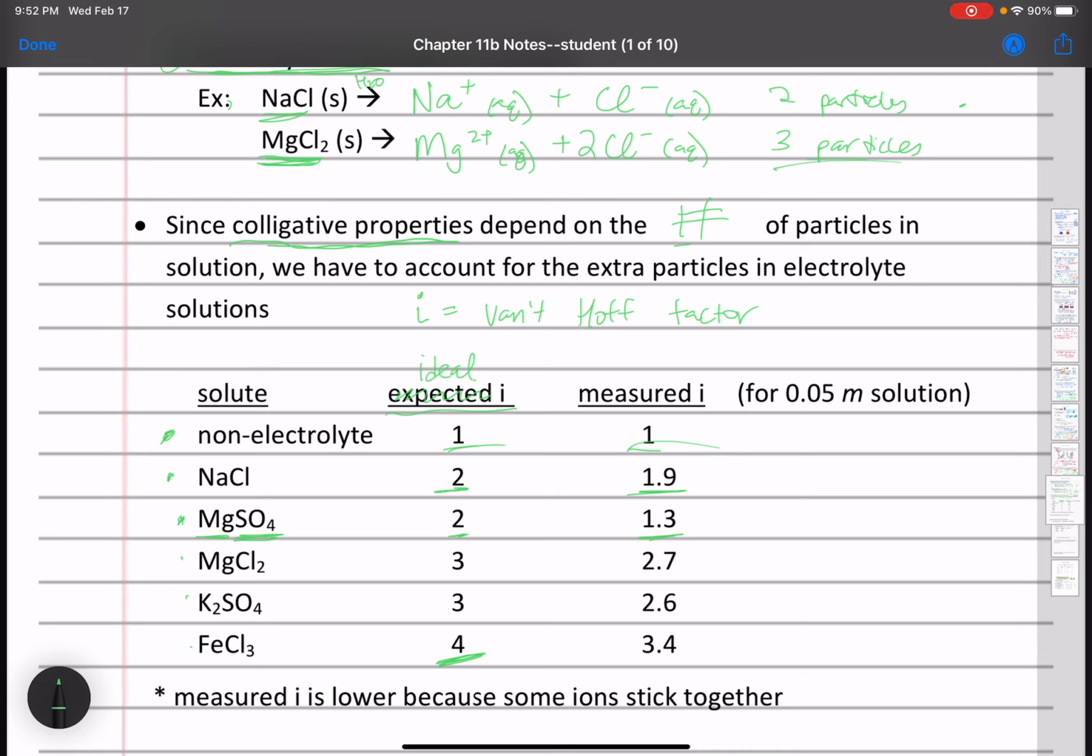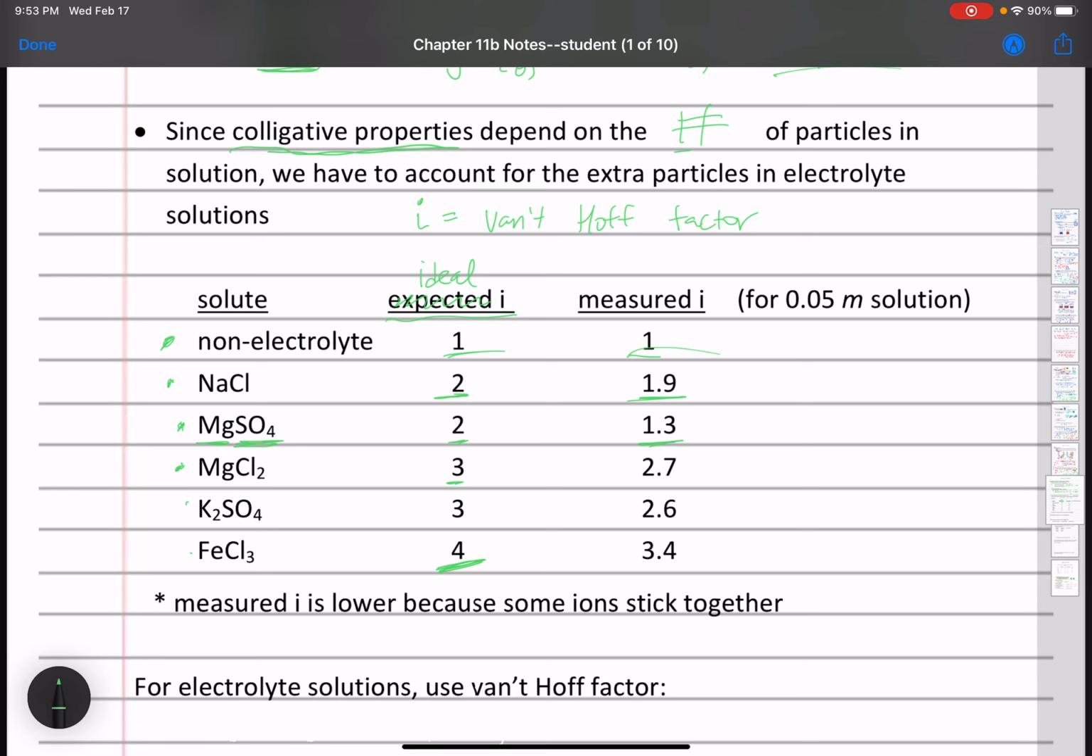If they completely dissociate, if 100% of the magnesium chloride units completely dissociated, then we would have 3 particles in solution. But in reality, some of those ions still stick together. So something like 97% of the magnesium chloride dissociates, but some of the magnesium and chloride ions are still sticking together and forming a single particle. So that's why the measured Van't Hoff factor is lower than what we expect it to be a lot of times.